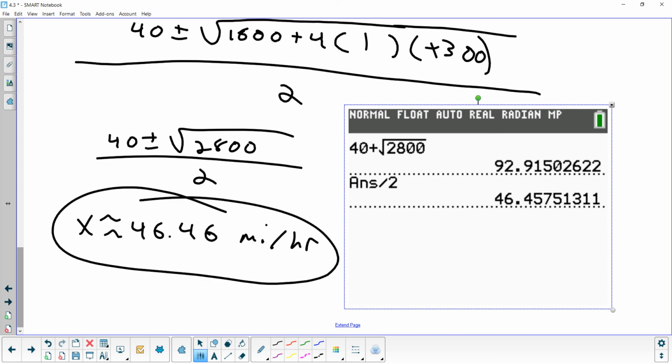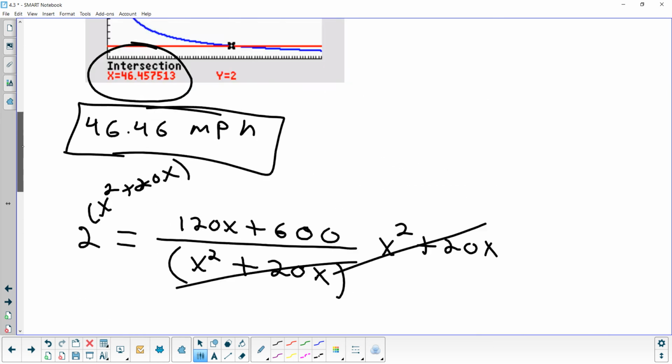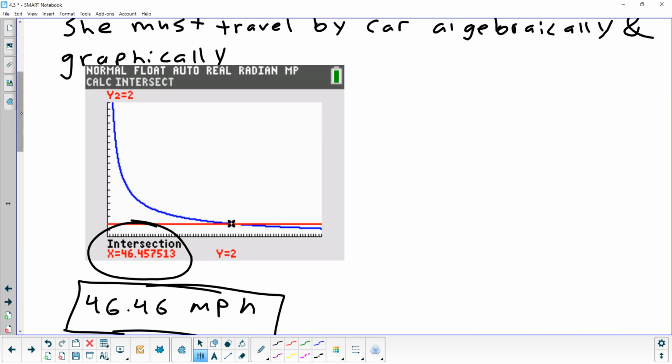Now, technically I do have a second answer. I have 40 minus the square root of 2800. What do you think would happen if I do that? Negative answer. It would come out as a negative answer. The negative answer in the context of the word problem doesn't make sense, so we're only going to go with the positive answer. Questions on how we did that algebraically or graphically?